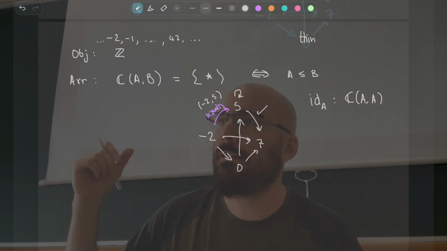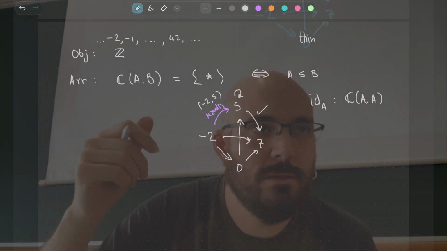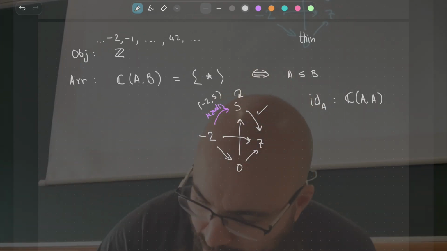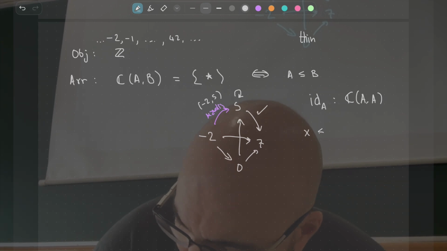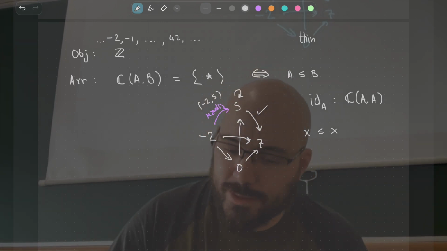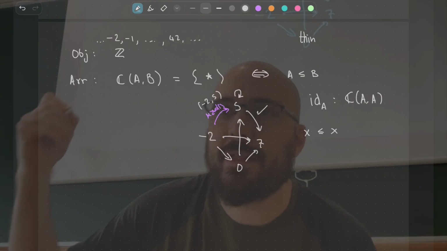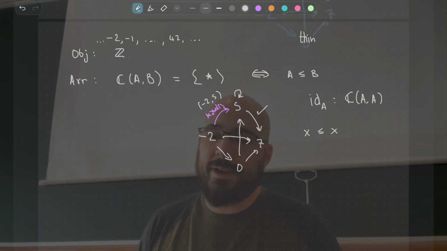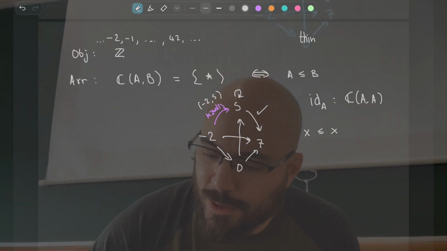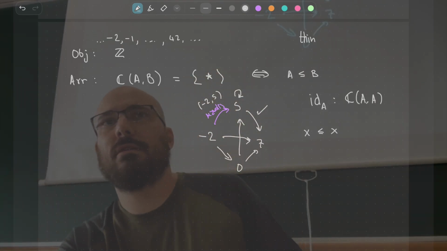Why is this guaranteed? Yes? Because an integer is less than or equal to itself. Yes, any integer satisfies this, and this means, by my definition, that I have an arrow there, and I have only one arrow there, so I have given this answer as well. Okay, what about the other possible danger? Yes?